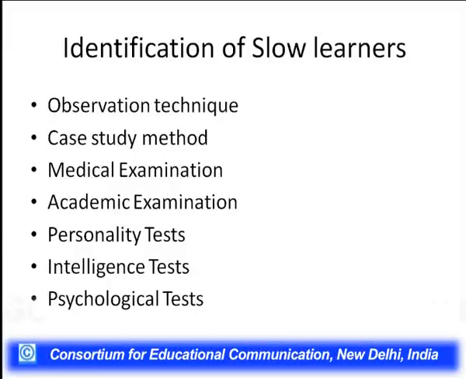How can we identify this slow learner? First technique is the observation technique. We can observe students, then the case study method, then medical examination, then academic examination, then personality test, intelligence test, psychological test. We will be taking them one by one. First is the observation technique.